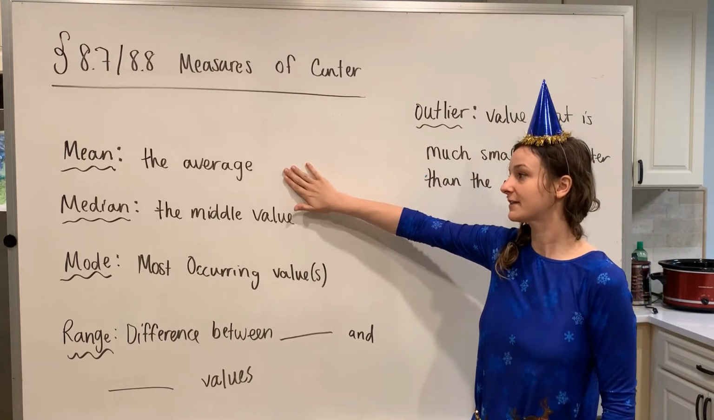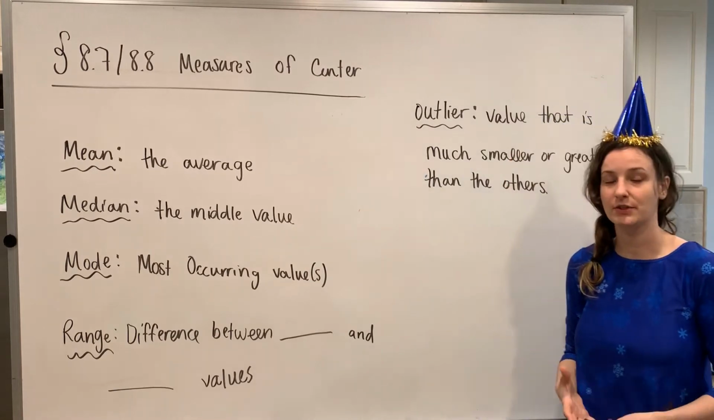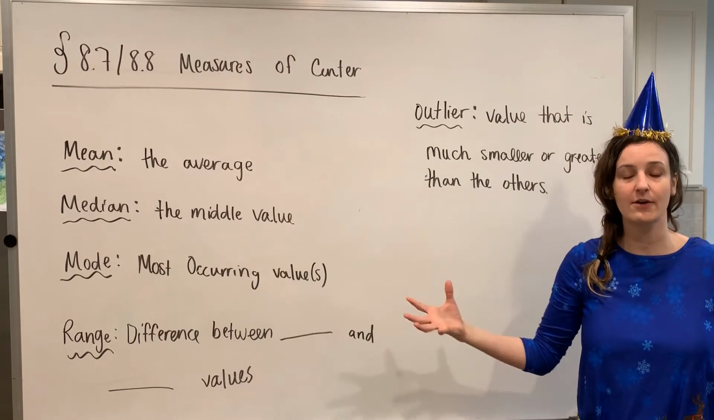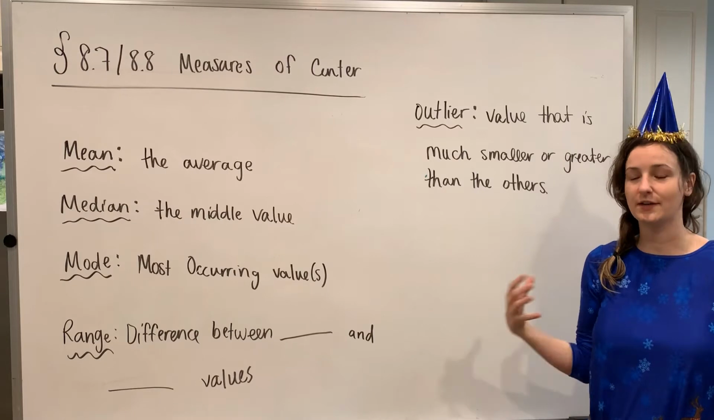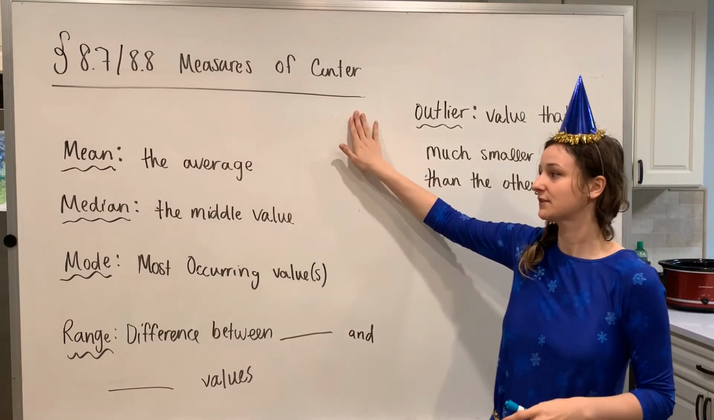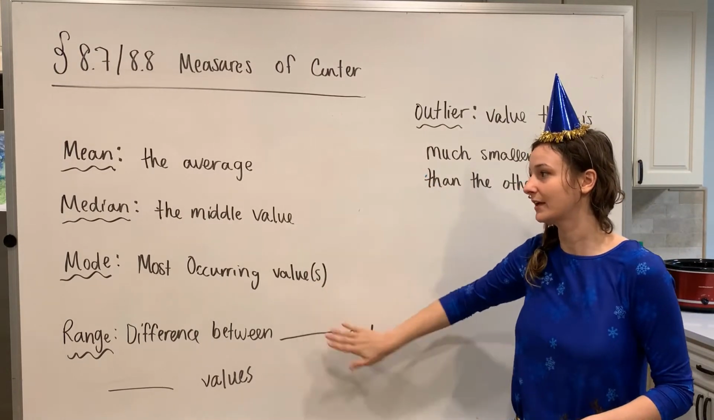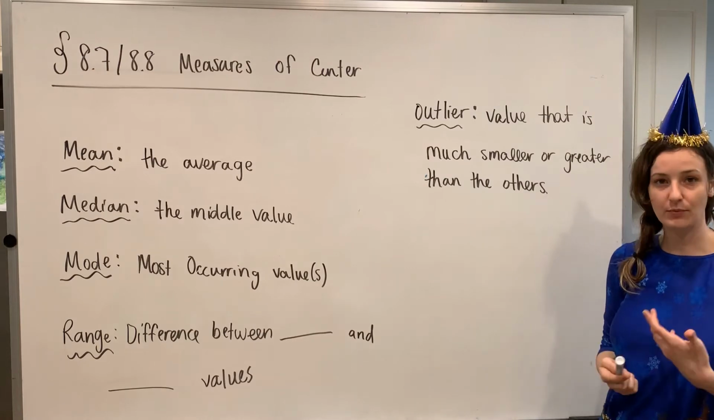All right, let's look here at the mean. The mean is the average of numbers. So we're talking about a set of data now, and we can measure this set of data in a few different ways, called the measures of center, which are the mean, median, mode, and range. Okay, so mean is another word for the average.